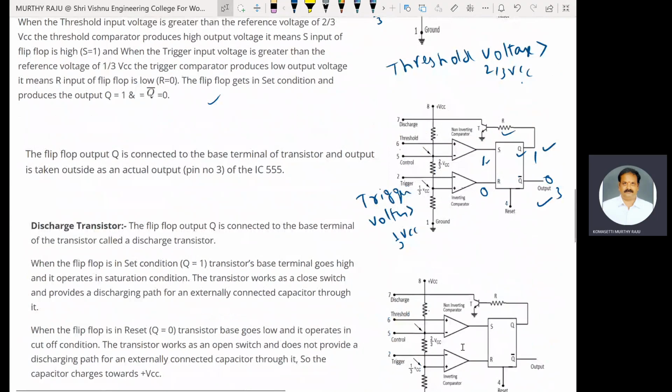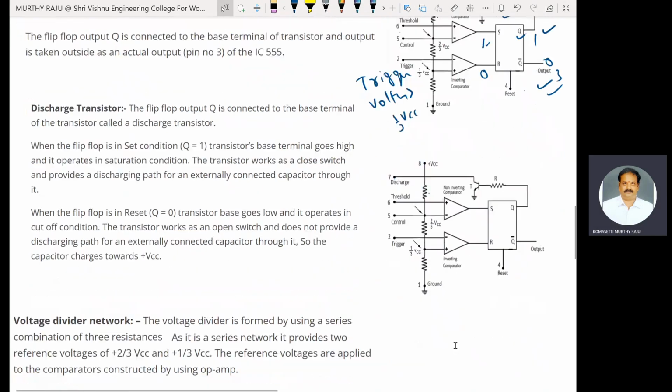The flip-flop output Q is connected to the base terminal of a transistor, and the output is taken outside as the actual output, pin number 3 of the IC 555 timer. This transistor is called a discharge transistor.